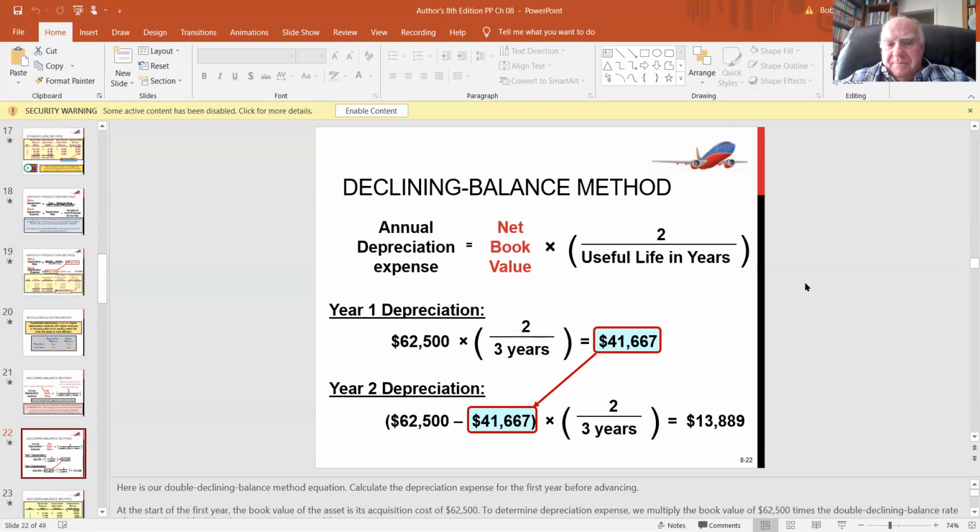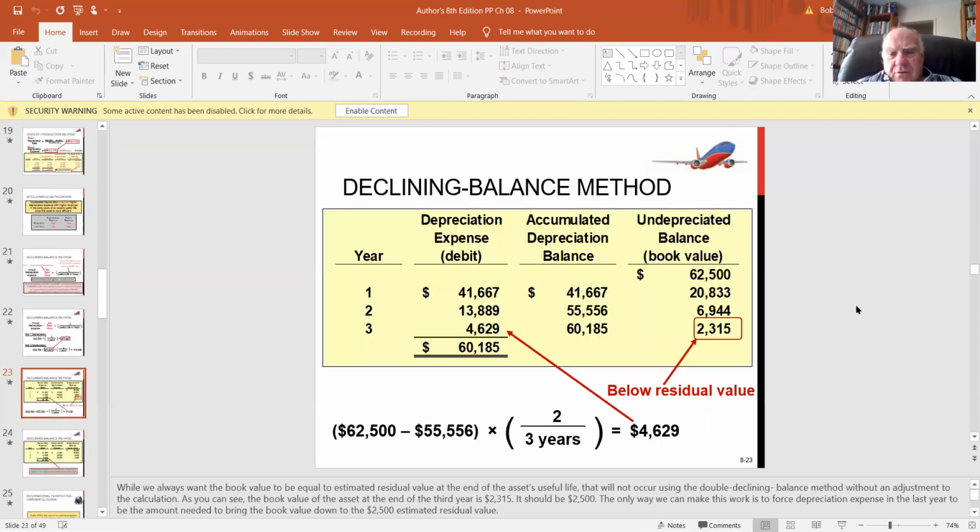So let's take a peek here. Year one depreciation. We bought a machine for $62,500. We are allowed to use what's called double declining balance. Double declining balance is double the straight rate. The straight rate was 1/3 per year. Double declining balance means 2 times 1/3 is 2/3. So the first year, we're chewing off a giant piece of depreciation expense, which brings the net book value down to 13,889. So let's take a look at the grid here.